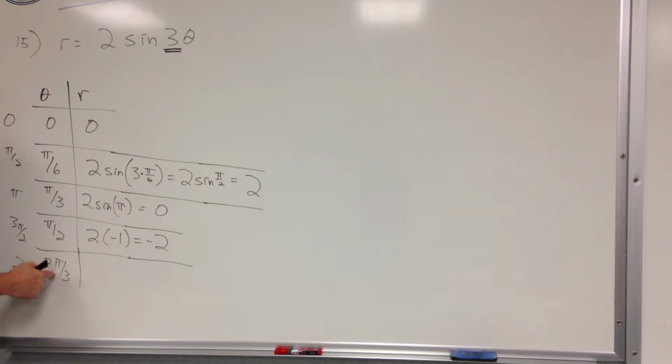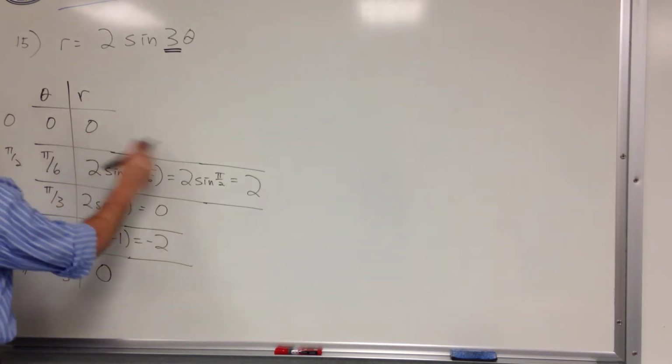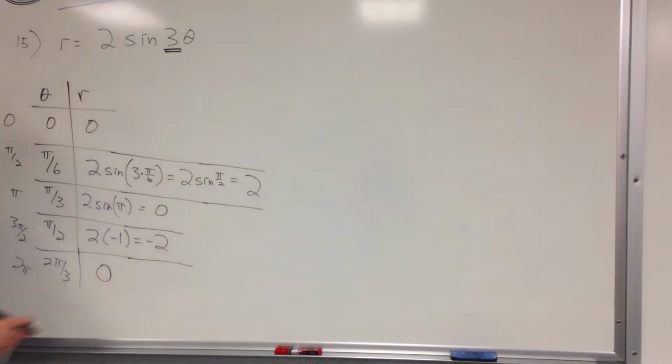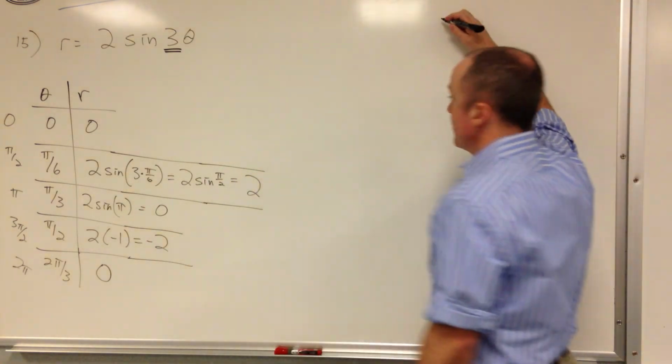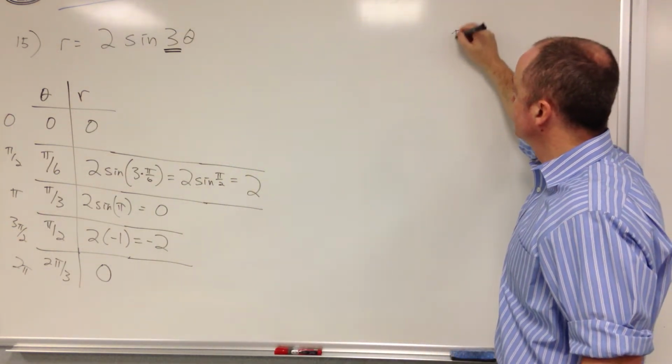And at 2 pi over 3, if I put that in and triple it, I get 2 pi. Sine of 2 pi is 0. 2 times 0 is 0. So my points are 0, 2, 0, negative 2, 0. So I wound up taking the sine of pi over 2, pi, and 3 pi over 2. Here's the confusing part. You can't forget that the original angles were pi over 6, pi over 3, pi over 2, and 2 pi over 3, because that's where the points are actually going to go.